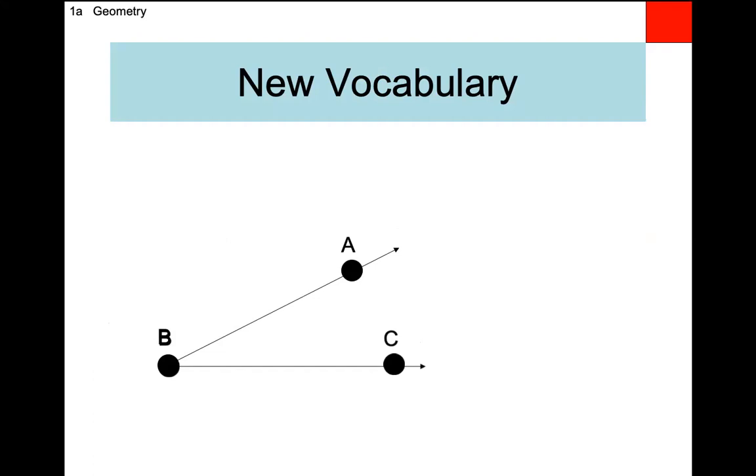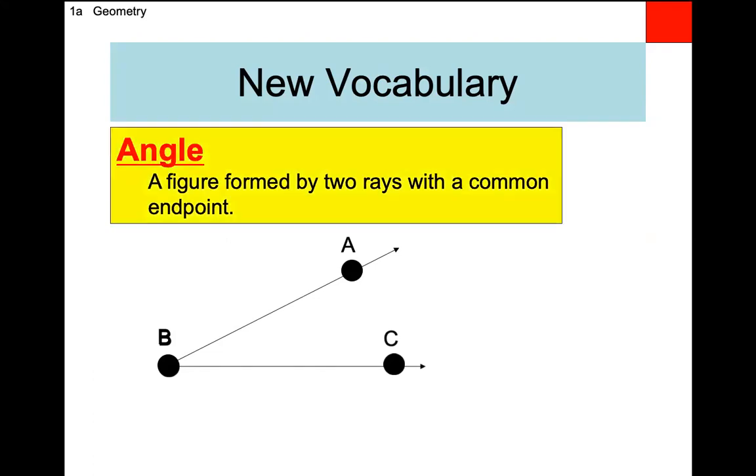All right, we make an angle. So how are we going to find an angle? It's two rays, right? It's a figure formed by two rays with a common endpoint. In other words, they both share point B. We good, Danny? We done? Okay.